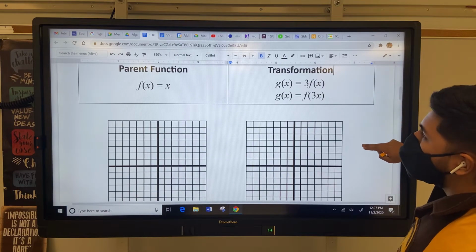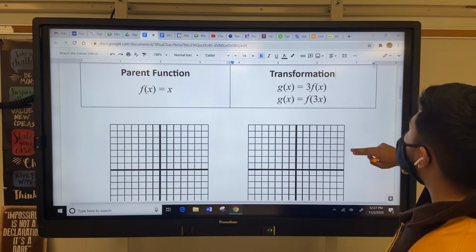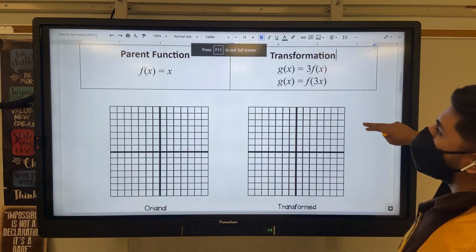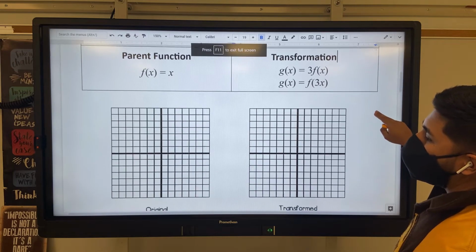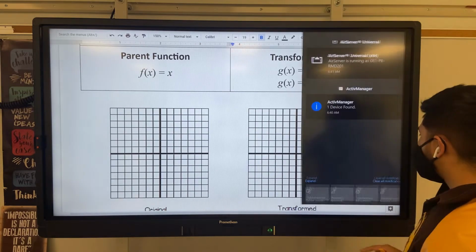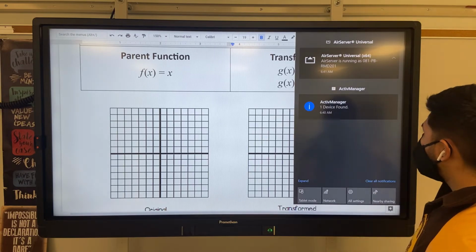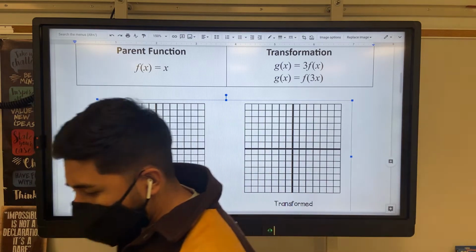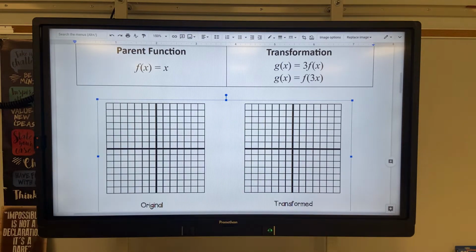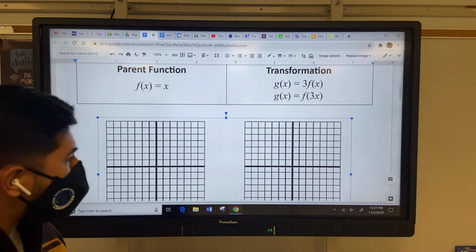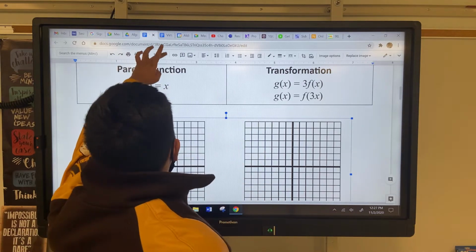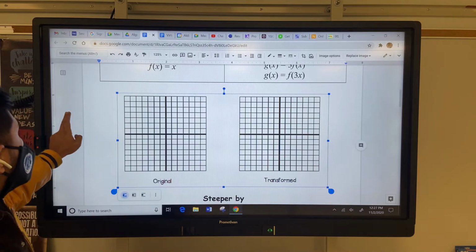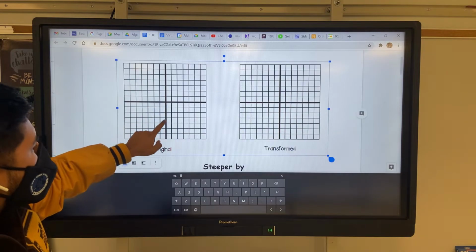Okay. I need to make it a little bit bigger. Let's see. Let's try something right here. All right. Oh, shoot, but I can't do it. Dang it. Hold on 1 second, ladies and gentlemen. Boom. Get out of there. Why is it doing that?